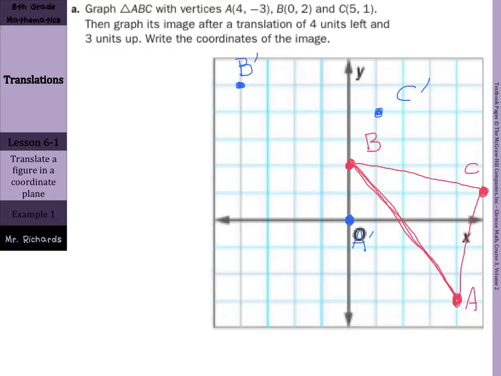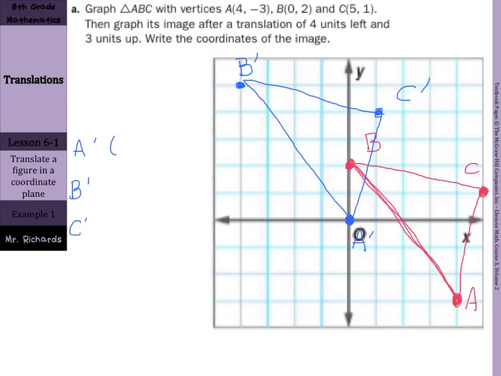Now I can draw in my line segments. You notice how our size is the same, the shape is the same, everything is the same except we simply slid the unit. Now, to rewrite these, we have A prime, B prime, and C prime.